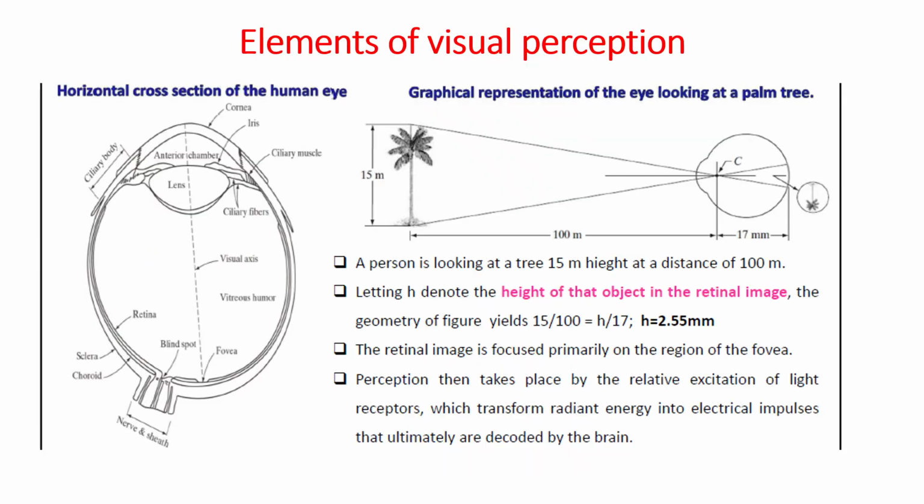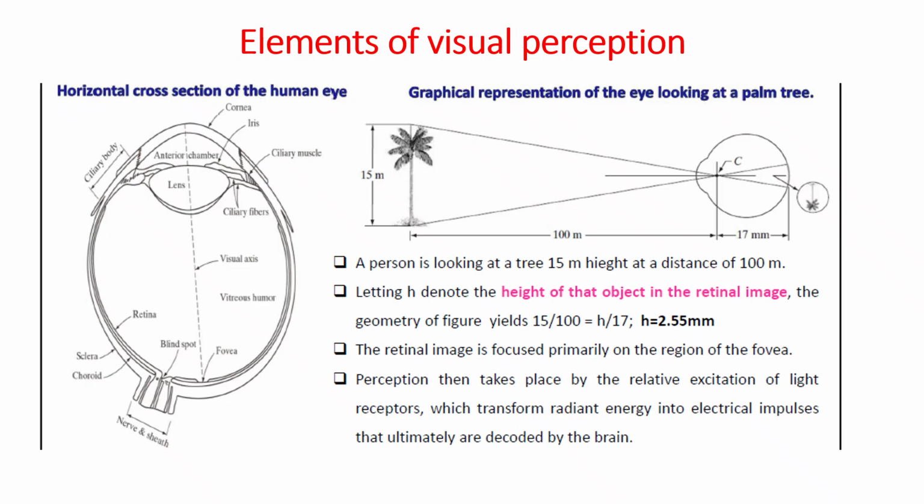So what is meant by elements of visual perception? Every human has their own visual perception in seeing any object. This is the cross-sectional view of a human eye. Here is the image formation in the eye, a graphical representation of the eye looking at a palm tree. We all know, as we have studied in school itself, that when we see an image, it will be stored in an inverted form at the back of the retina.